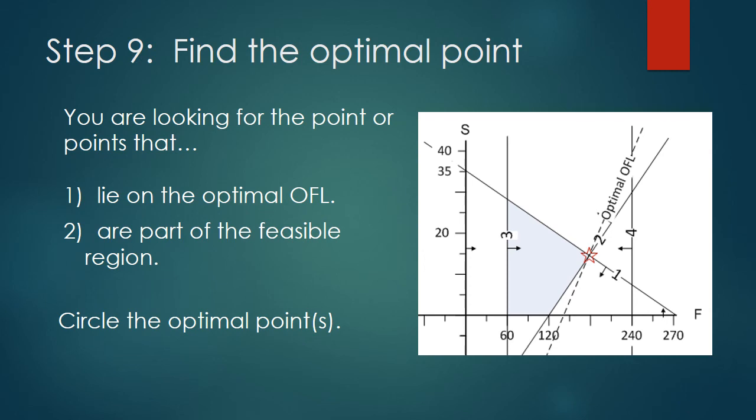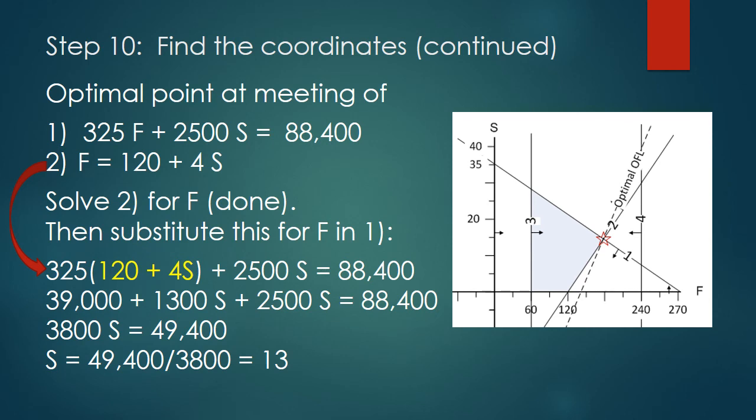All we need to do is to find the coordinates of that point with the star around it, the optimal point. And we can do that by realizing that it lies at the intersection of two constraint lines, line 1 and line 2. We'll use the equations of those lines to find the coordinates of that point. And this is the last step of the procedure.